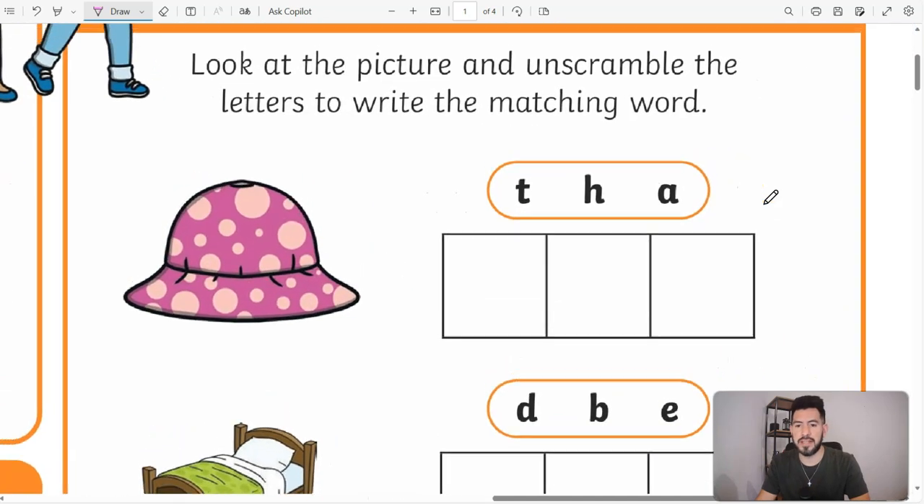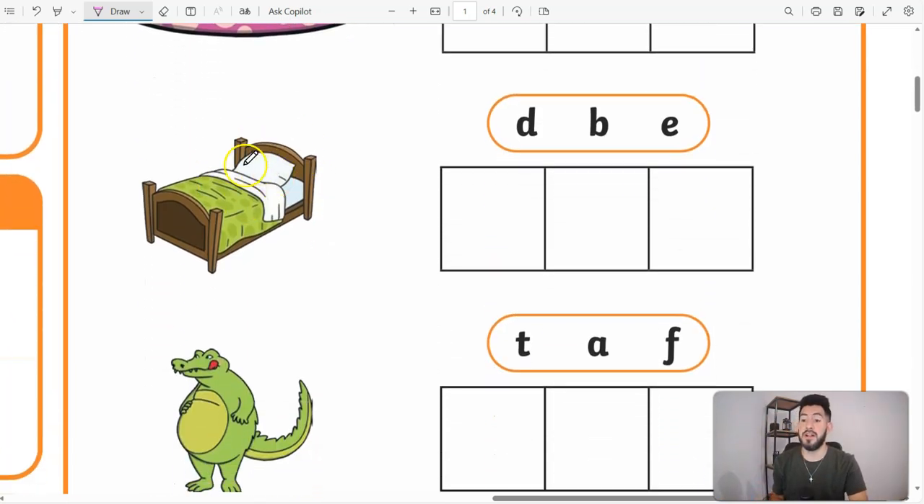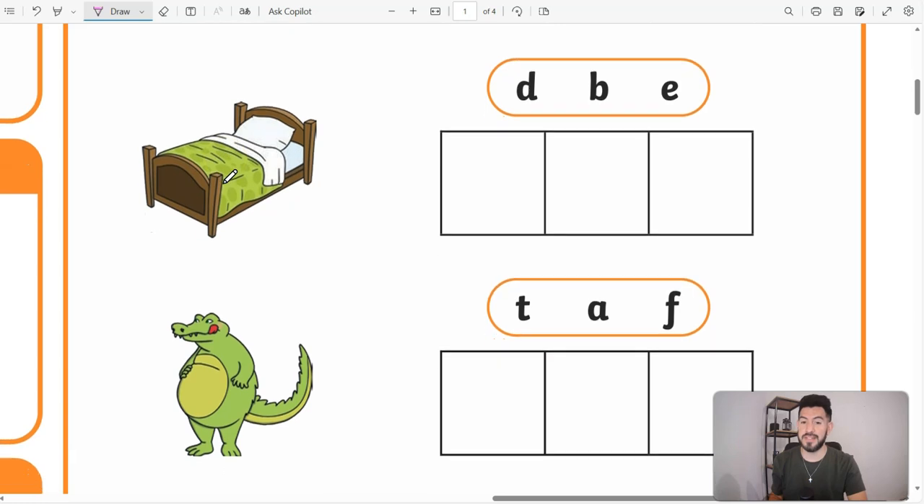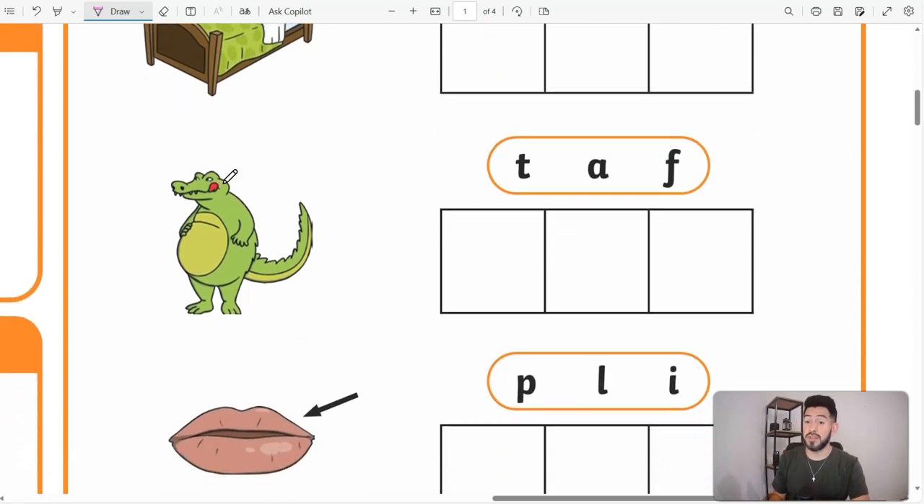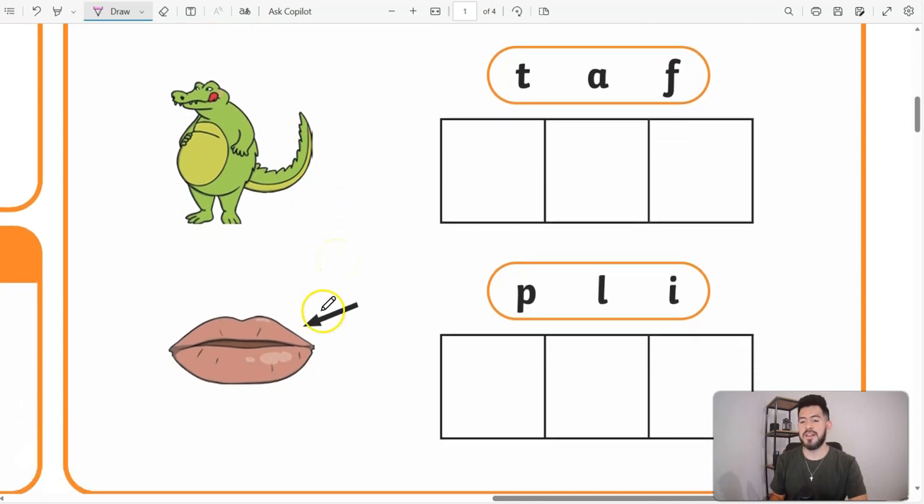unscramble the letters to write the word. This is a hat. I can help you here with silent dictation, as I said. This is bed. Bed. This crocodile is a bit fat. And finally we have a lip.